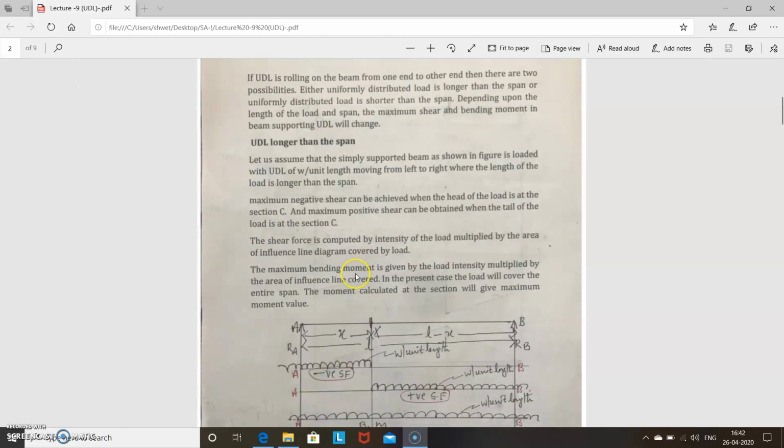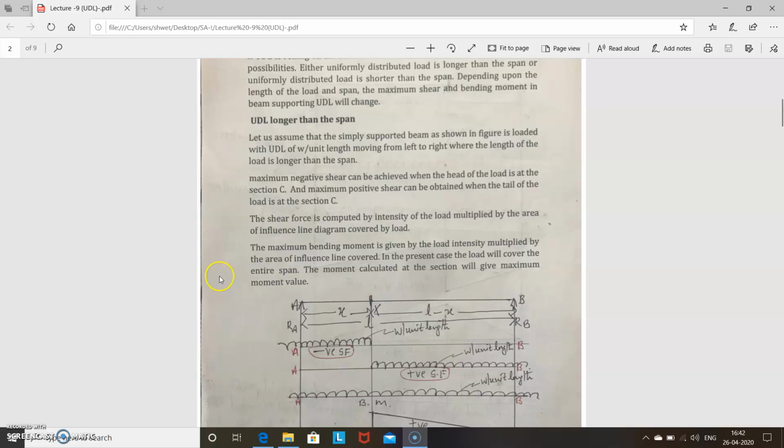What we have to do: let us assume one simply supported beam AB of length L. The section is located at a distance of x from A, and this is L minus x. Next, the maximum negative shear can be achieved when the head of the load is at the section. Here I have written C but marked as X; consider it as X. Now the section is here. When it is moving from left to right, this is the first position. So this is the head and this is the tail.